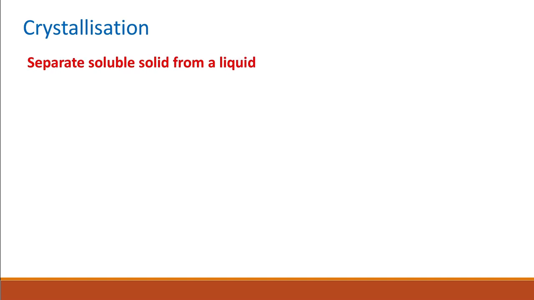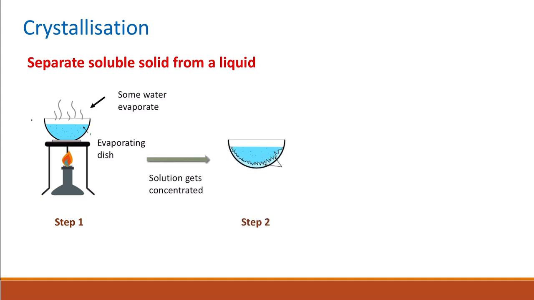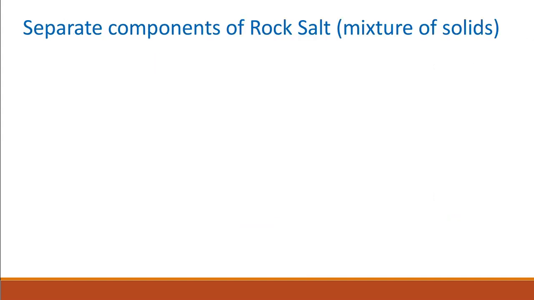Crystallization is another method to separate a soluble solid from a liquid. In this one, you first heat the solution using an evaporating dish, where only some of the water evaporates. You keep heating until the solution gets concentrated and crystals start to form on the walls of the evaporating dish. This is called the point of crystallization. Then leave the solution to cool down and form crystals. Finally, you filter the crystals that are formed, so you separate the solid from the solution.